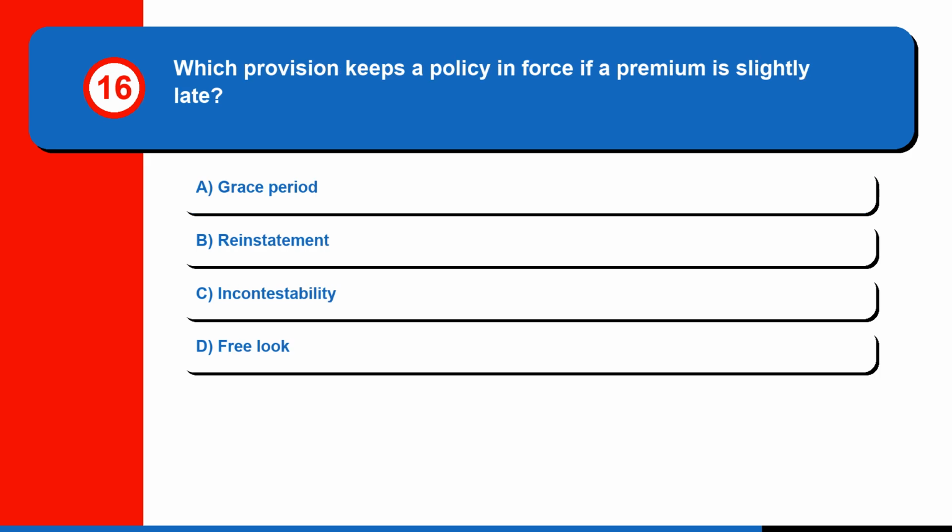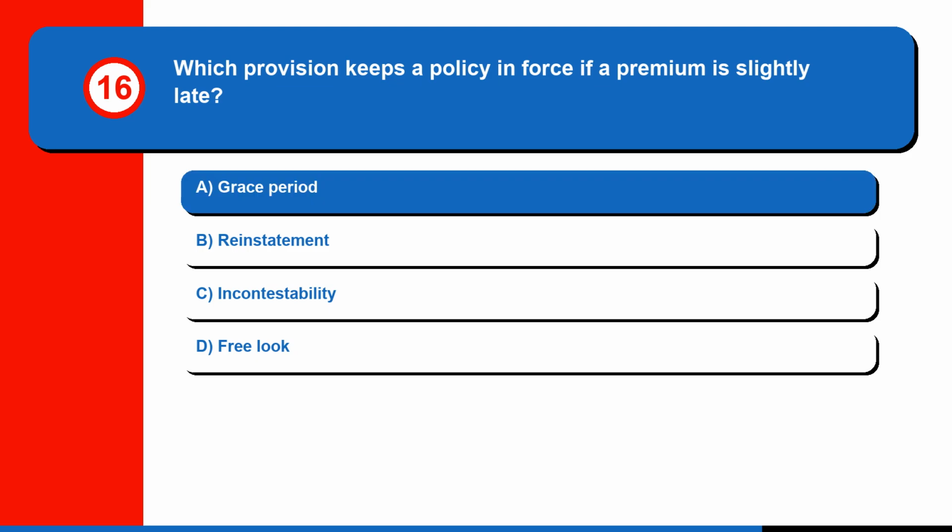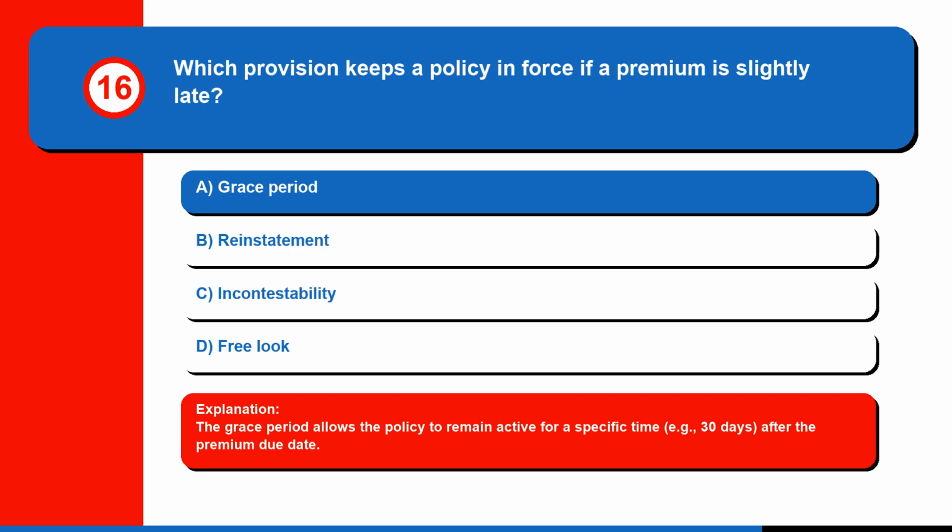Question 16. Which provision keeps a policy in force if a premium is slightly late? A. Grace period, B. Reinstatement, C. Incontestability, or D. Free look? The correct answer is A. Grace period. The grace period allows the policy to remain active for a specific time, for example 30 days, after the premium due date.